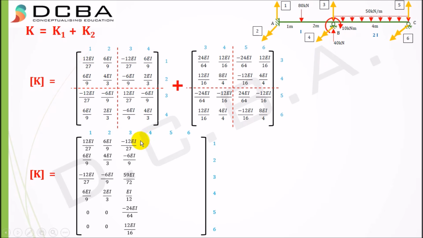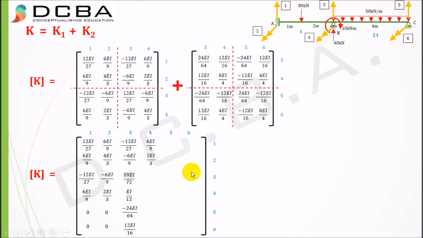So I hope how to complete this whole matrix. Element 1 4 is present only in matrix 1 and it is not present in matrix 2, so it is 6 EI by 9. Element 2 4 is present in matrix 1 only, not in 2, so it is 2 EI by 3.